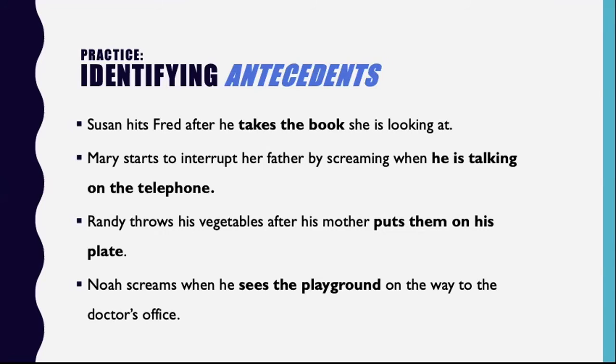Randy throws his vegetables after his mother puts them on his plate. Mom puts the vegetables on Randy's plate is the antecedent to Randy throwing the vegetables. Noah screams when he sees the playground on the way to the doctor's office. Noah's screaming occurs after he sees the playground. Therefore, he sees the playground is the antecedent to Noah's screaming.